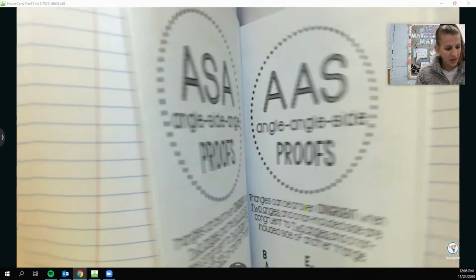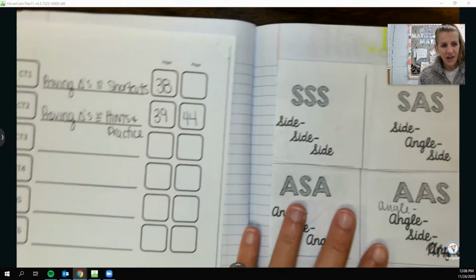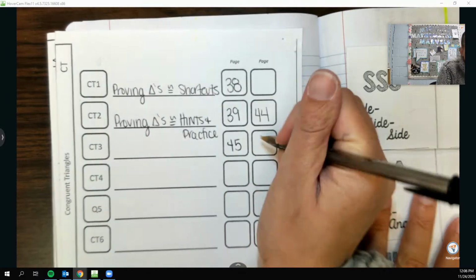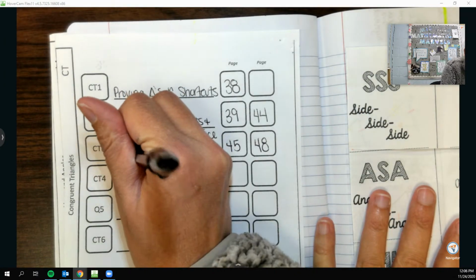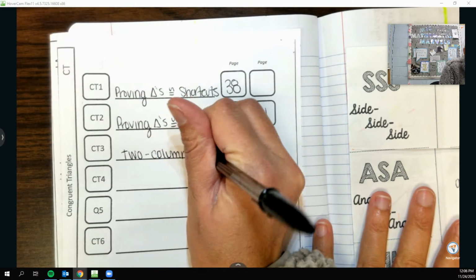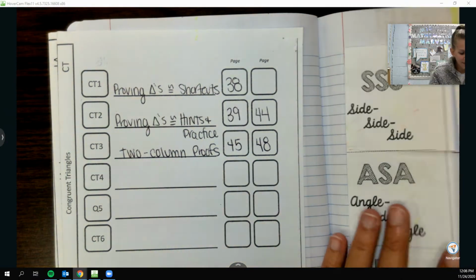Oh my word. A little behind here. Problems 45, 46, 47, and 48 were all our two-column proofs. And so now we're on 49 and 50.